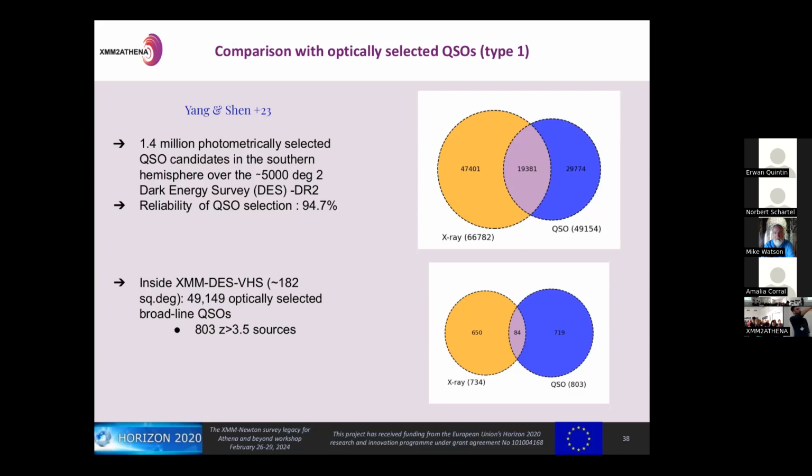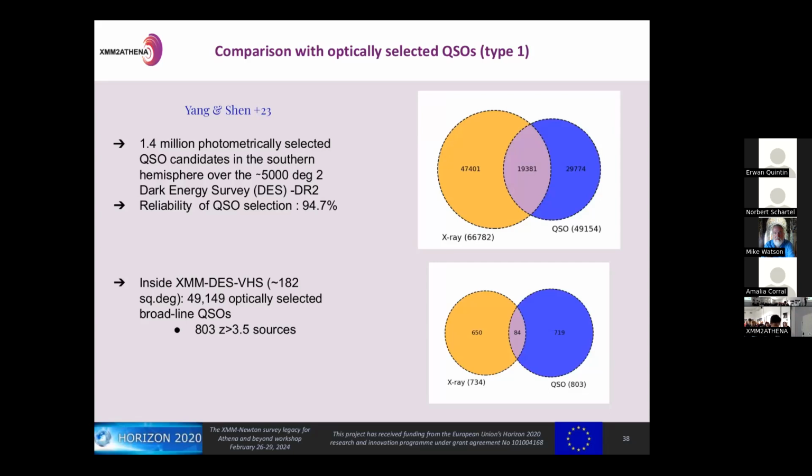On the right, you can see on top, this region is the overlap between the X-ray sample, the full sample at all redshifts, and the QSO sample. You can see that even in the full sample, the overlap is very small. It gets even smaller at high redshift, where we have almost 10% on both sides: 10% of QSOs are X-ray detected, and 10% of X-ray detected sources are selected as optically selected QSOs.